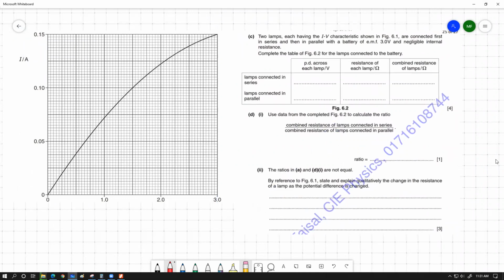Alright. Two lamps, each having the IV characteristics shown in figure 6.1, are connected in series and then in parallel with a battery of EMF 3.0 volt and negligible internal resistance. Complete the table of figure 6.2 for the lamps connected to the battery.